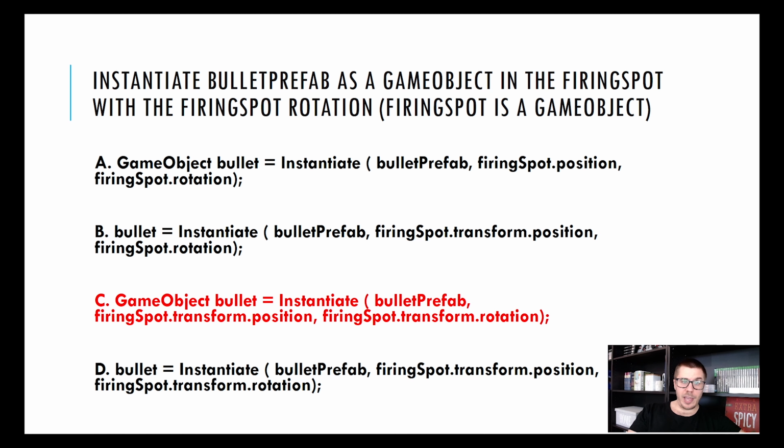Let's see. For A, we have bullet prefab, firing spot dot position, and as the firing spot is a game object, we must write firing spot dot transform dot position, because we have to access the transform and then the position. The same thing with B, because we have firing spot dot rotation, and we must have firing spot dot transform dot rotation. And with D, the problem is that we don't have a type for our bullet game object. We must write GameObject before we declare the variable bullet.